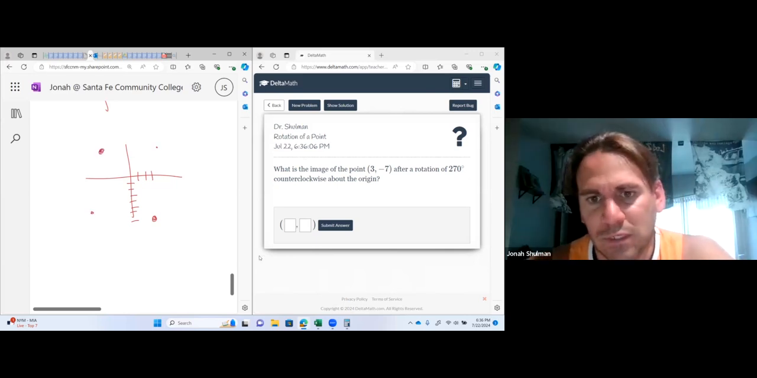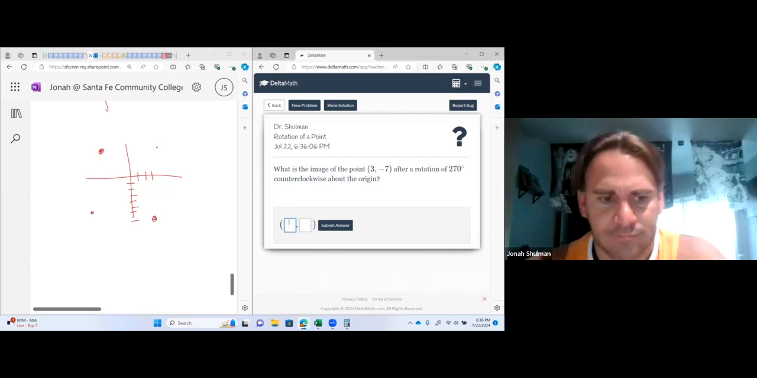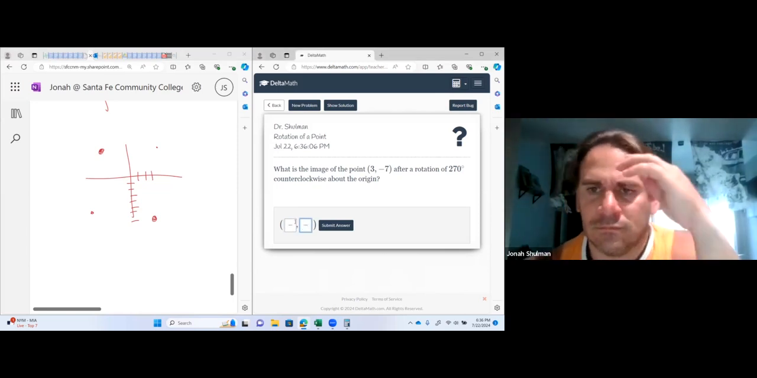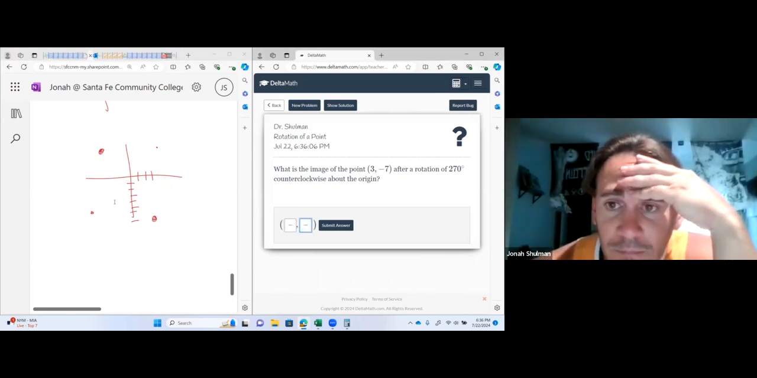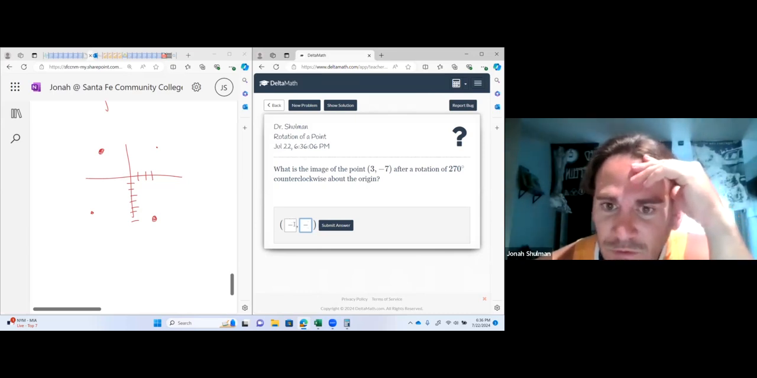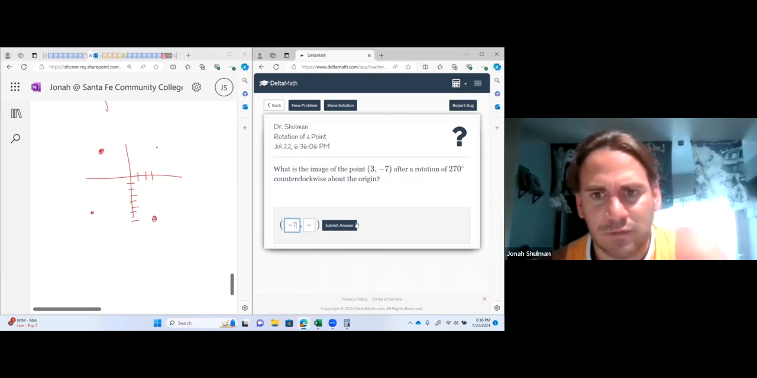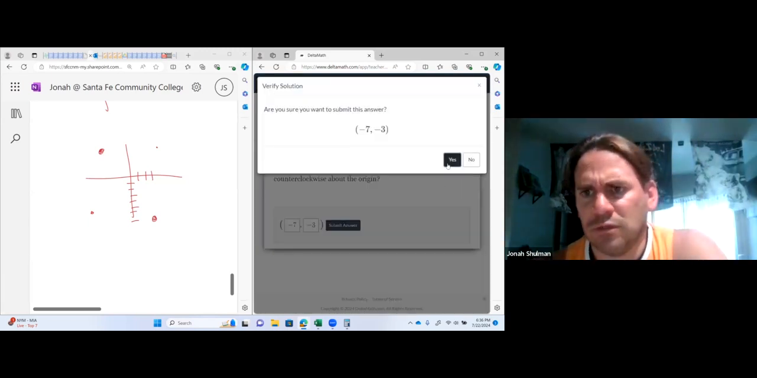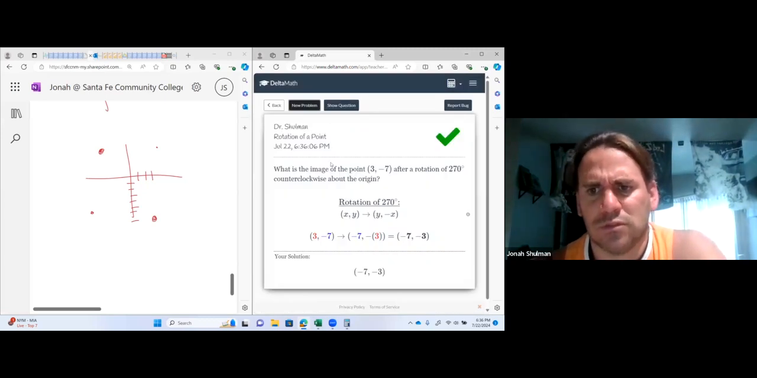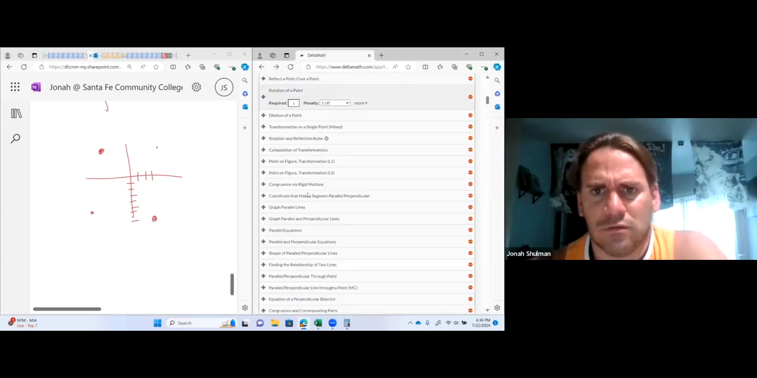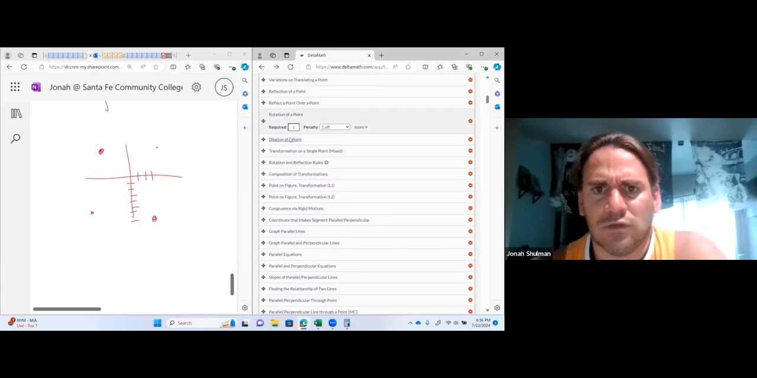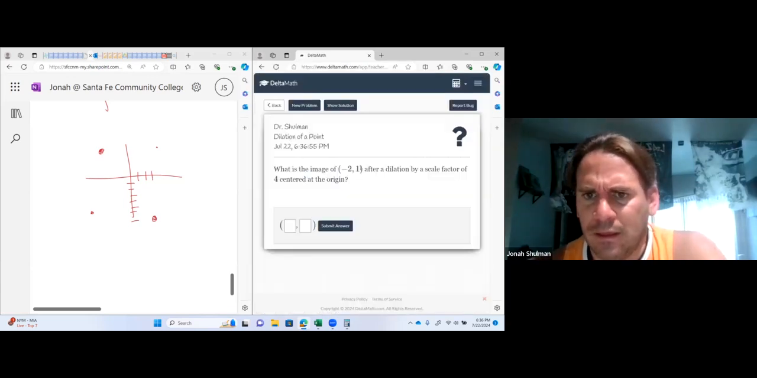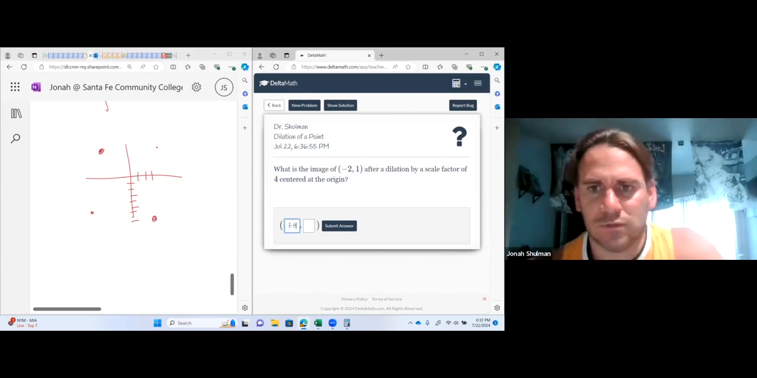So we know both of them have to be negative. I believe they're just going to be switched. I believe if we're here, it's going to be -7, -3. In my brain, that's how it's going to spin. I don't really want to look at the rules. Nice. Here we go, dilation of a point. We're just multiplying it by 4 to both of them, so it's going to be a -8, 4.